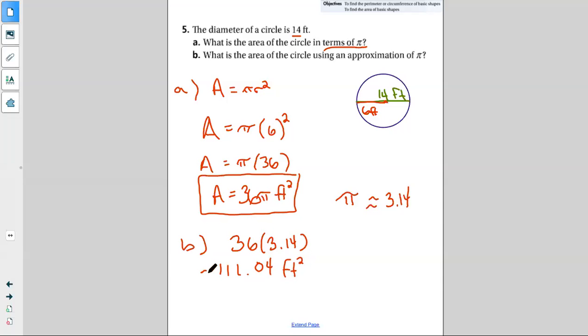And this is the approximate symbol right here. So area is approximately 111.04 feet squared. It does not specifically tell us what place value to round to. So I rounded to the hundredths place because the typical approximation for pi is left at the hundredths place there.